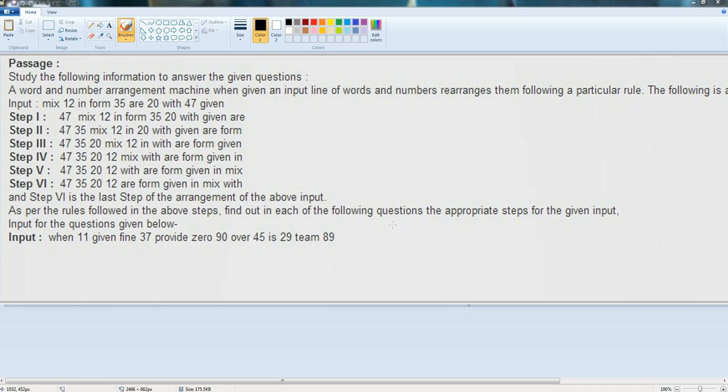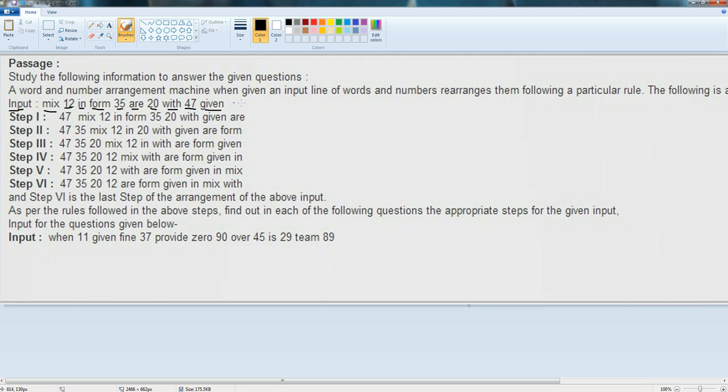This video is to show you how to solve machine input output problems or sequential tracing problems quickly. What most people do is write all the steps, which is too time-consuming, but we are here to solve it with a shortcut. I have a sample problem, and the given input is: mix 12 in form 35 or 20 with 47 given.